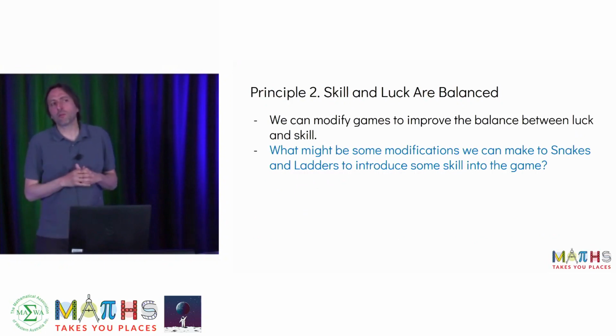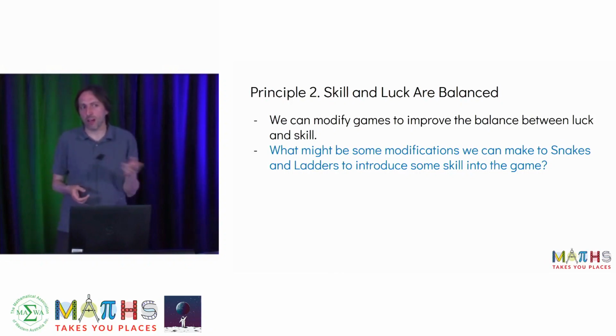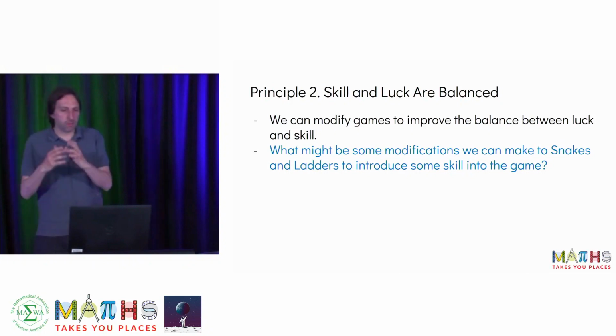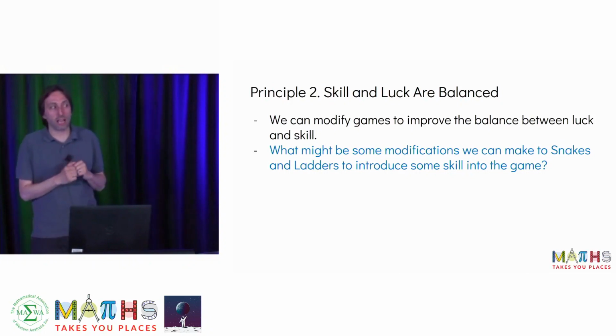I want to make the point though, and this is pretty obvious, that just because some games don't have a lot of skill in them, such as snakes and ladders, doesn't mean we can't introduce an aspect of skill. So we can obviously modify games to improve the balance between luck and skill. We could think about a way we can modify a game like chess to improve the balance. We'd actually want to maybe introduce a bit more luck if we're using it as a classroom game, possibly. Don't want to upset any chess purists out there.